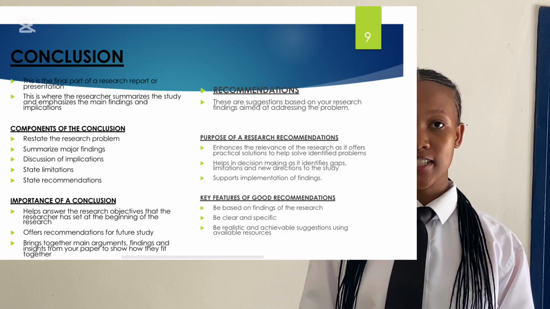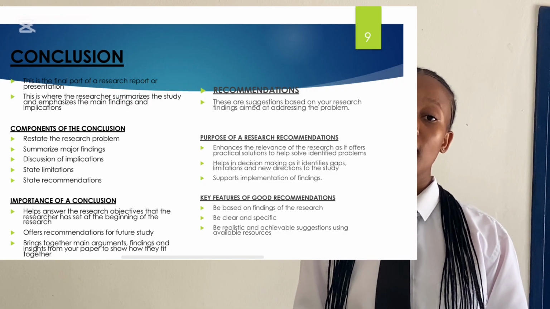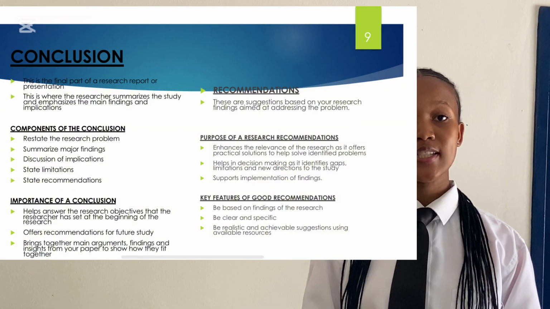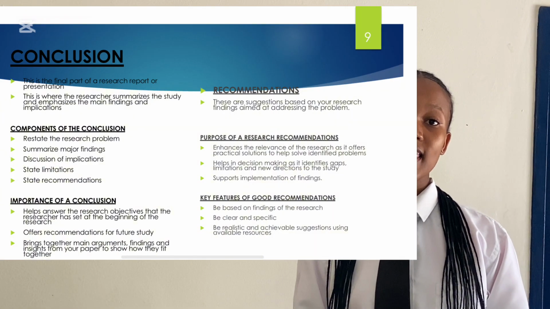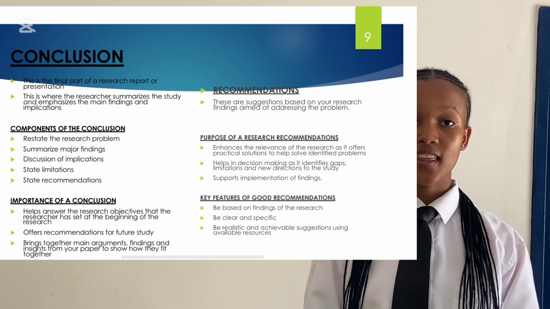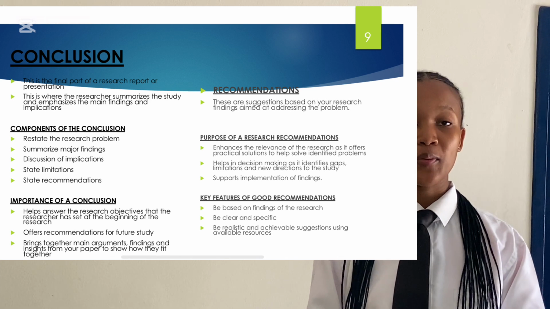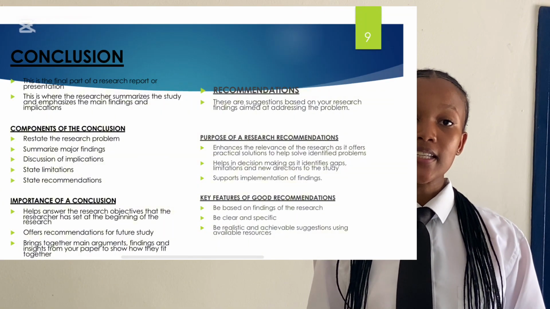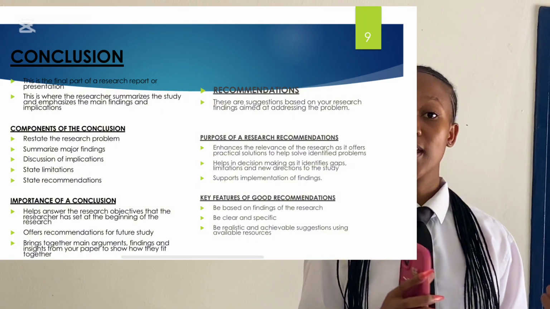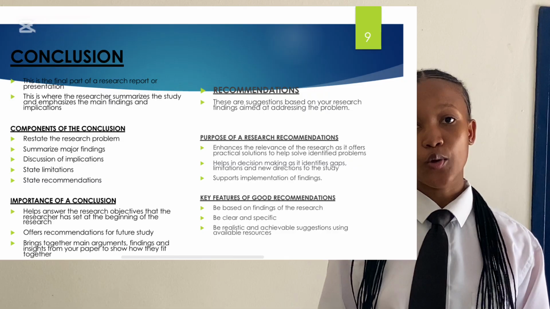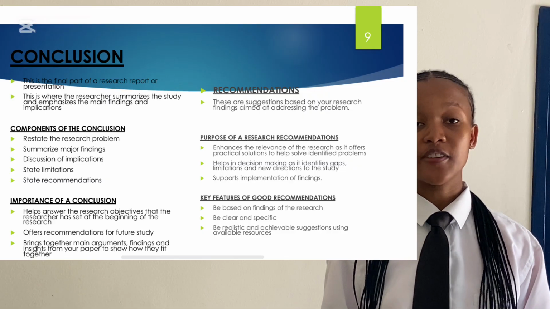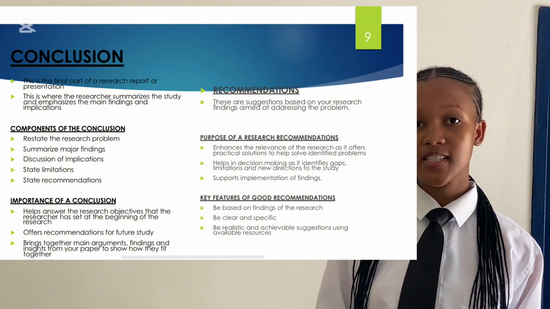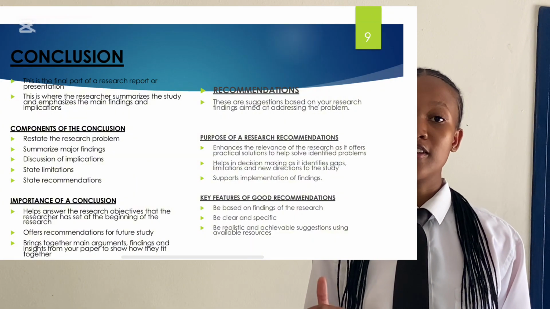Components of the conclusion. Firstly, you restate the research problem. Then you summarize the findings. You also discuss the implications, state the limitations, and lastly, state the recommendations. We have the importance of the conclusion. The conclusion helps answer the research objectives that you had set at the beginning of the research. The conclusion also helps offer recommendations for future studies. Lastly, it helps bring together main arguments, findings, and insights to show how they fit together.